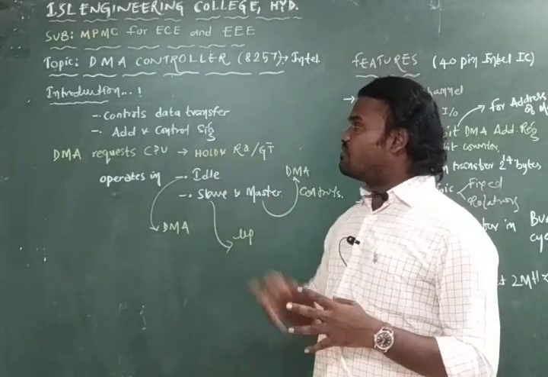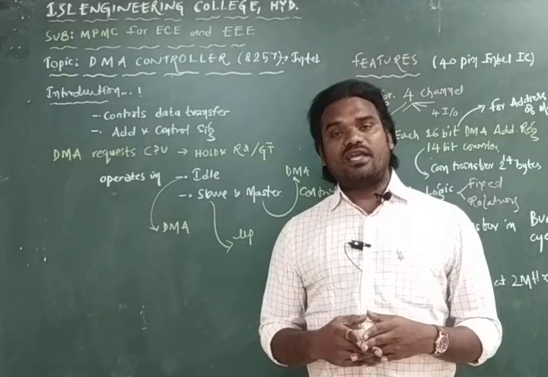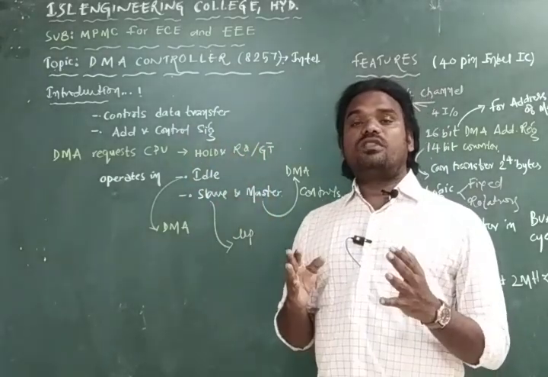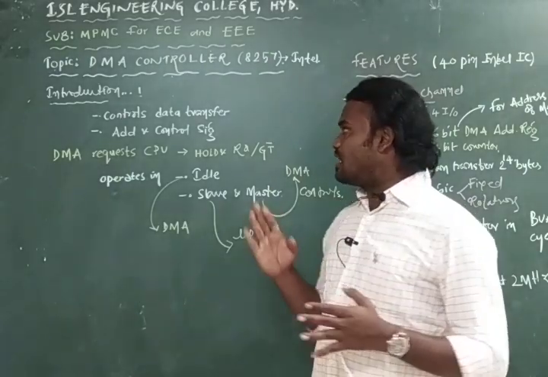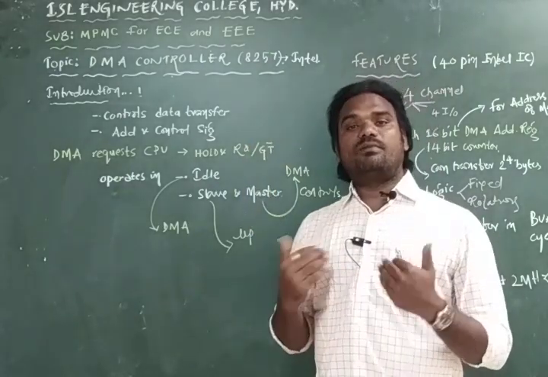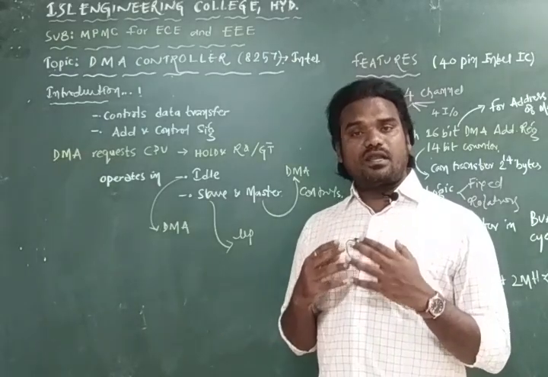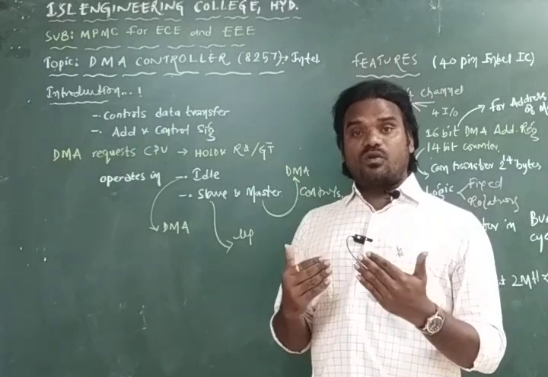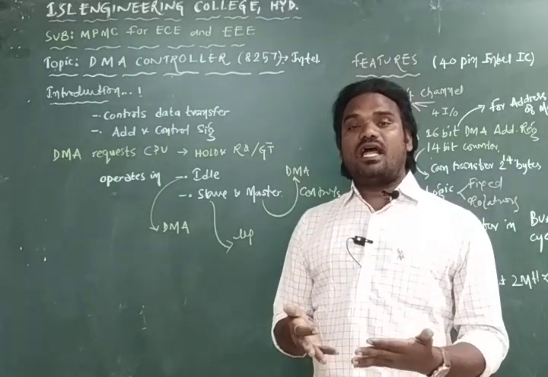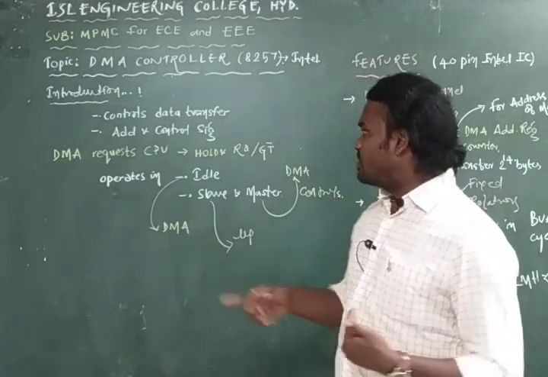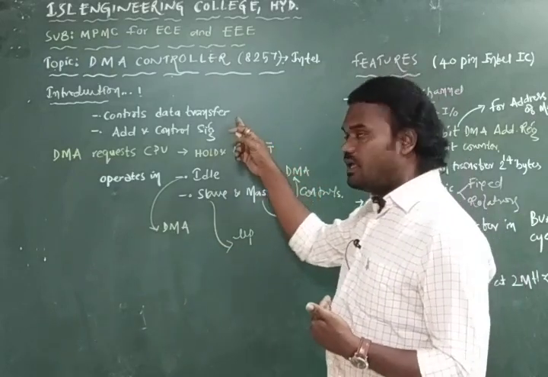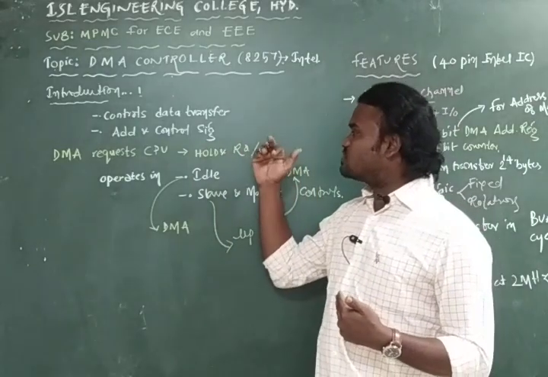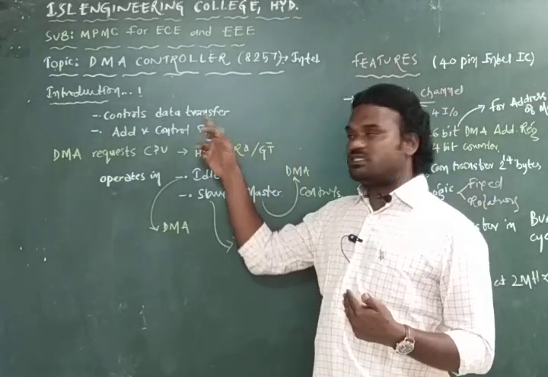The first objective of the DMA controller, that is direct memory access, is to control the data transfer between the input output devices and the memory. DMA stands for direct memory access without involvement of the processor. The DMA controller allows the input output devices to access the data from the memory. That means it is not only allowing access to the data from the memory, it also controls the data transfer between the input output devices and the memory.